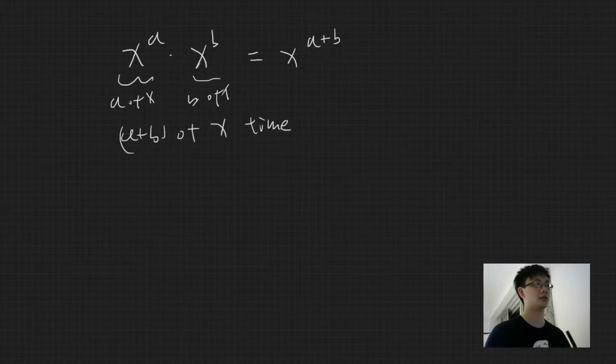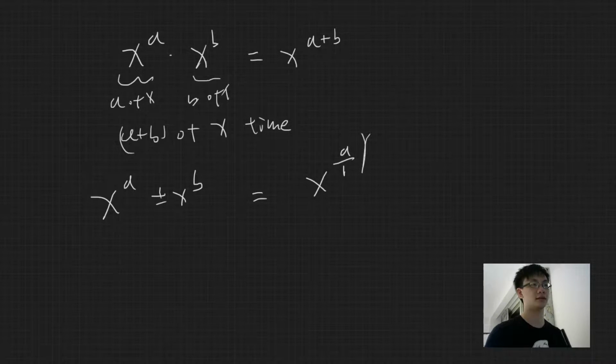And then similarly, x to the power of a divided by x to the power of b will equal x to the power of a minus b. Oh, that's awkward. Minus b, I apologize for that.